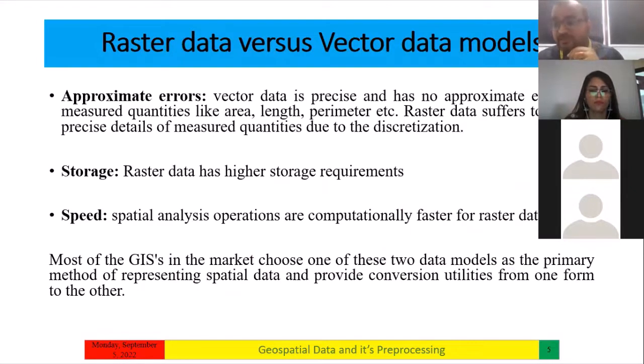And if we talk about storage capacity, raster data will always require higher storage because it is organized in the form of rows and columns of pixels, and each pixel will have some data. So the storage will always be on the higher side for raster, and the computational speed of raster data will be faster to give the required information.